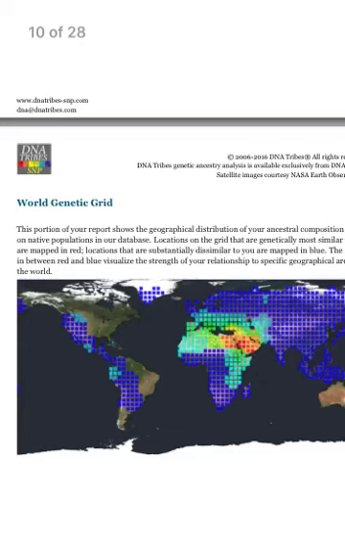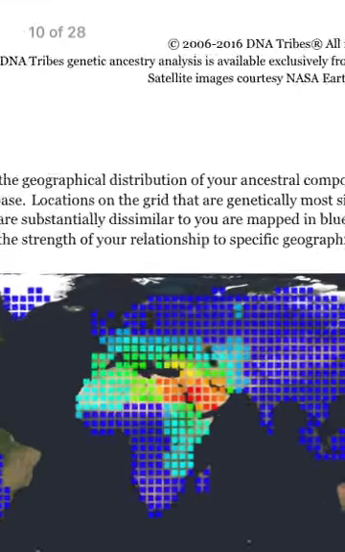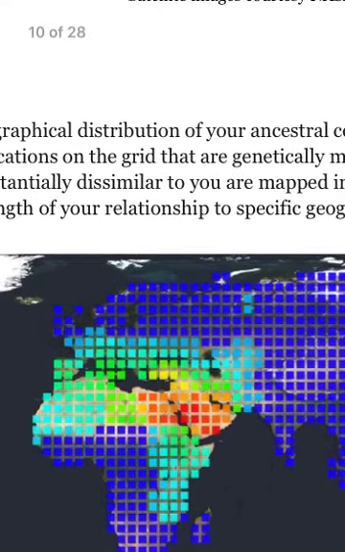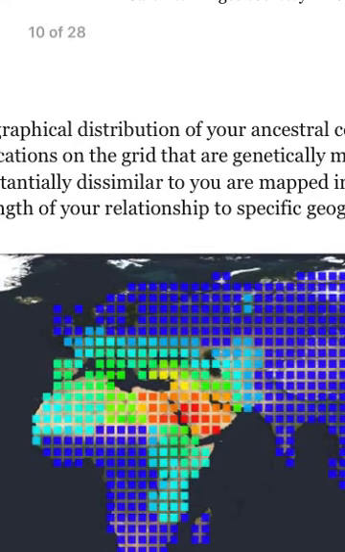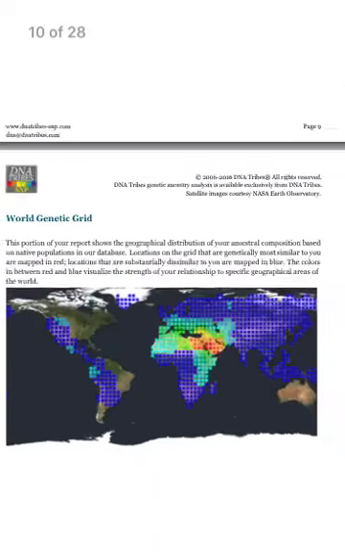And then this is the world genetic grid. This is showing me my most likely area, but this is not a surprise. Obviously, it's the Middle East. It seems to be mostly red in the Arabian Peninsula, so maybe it's telling me that that's most likely where my ancient roots are from. But again, if someone could explain, that'd be great.